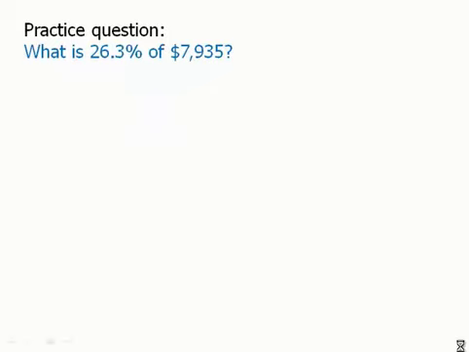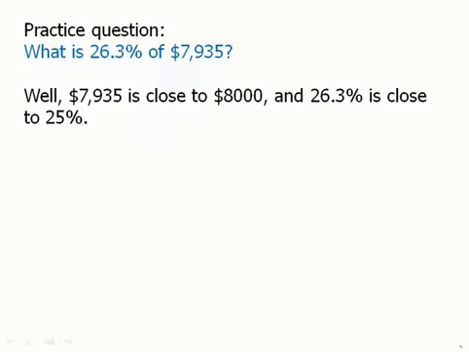So let's just look at these numbers. That dollar amount, $79.35, that's awfully close to $8,000. I'm just going to call it $8,000. We round it up a little bit. 26.3 is close to 25%. Nice round number again. We round it down. We hope that rounding up and rounding down are going to roughly cancel out there.